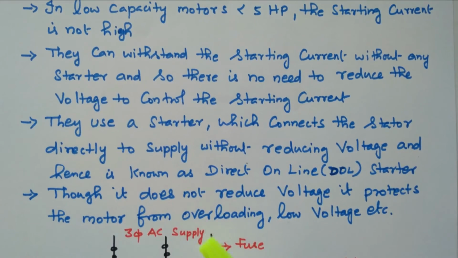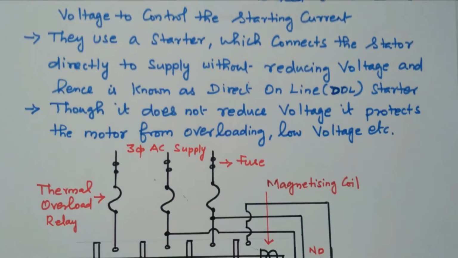But though it does not reduce the voltage, it will protect the motor from overloading and low voltage. The other advantage of this method is that, though we are connecting directly, there is a facility available to protect the motor from overloading and low voltage. Now we will see the diagram.